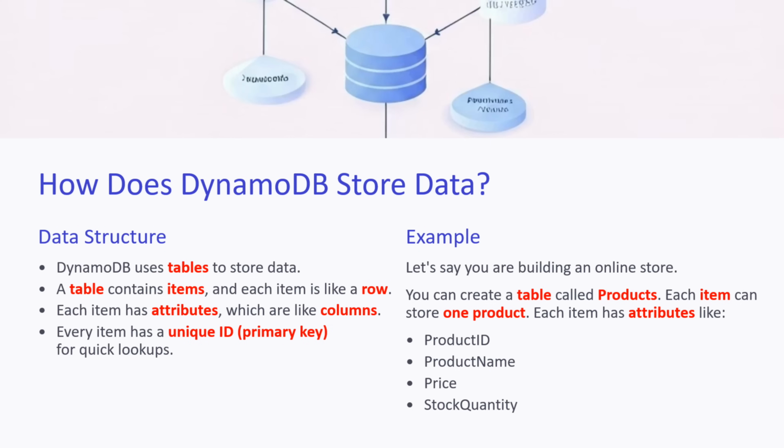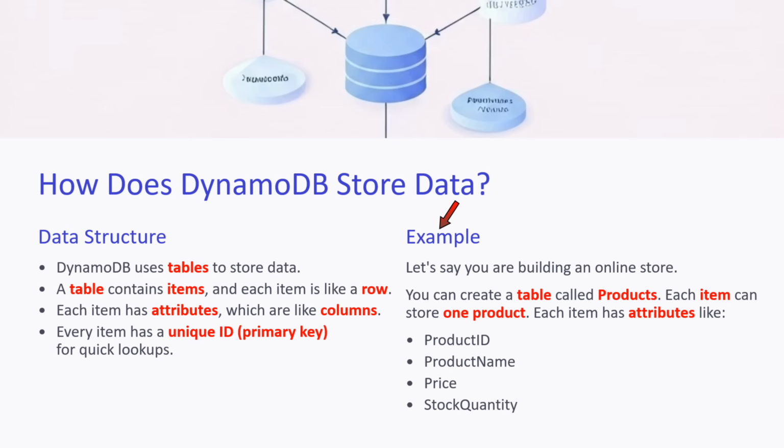How does DynamoDB store data? First, we will see the data structure. DynamoDB uses tables to store data. A table contains items, and each item is like a row. Each item has attributes, which are like columns. Every item has a unique ID, which is called a primary key for quick lookups.